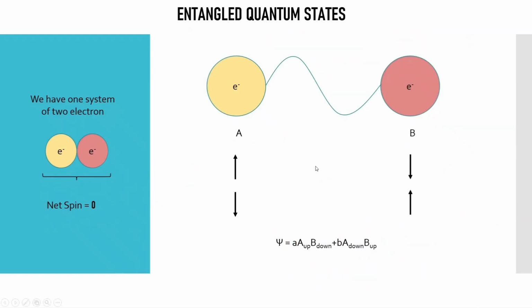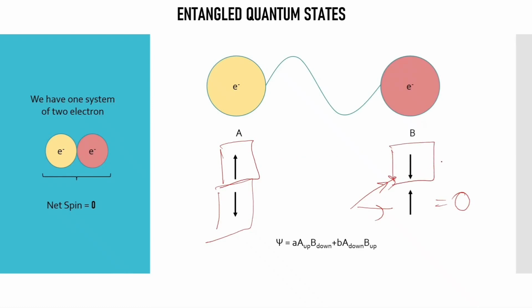Now let's say I measure it. I don't know exactly right now what state A is in, but upon measuring I find that A is in a down state. What can you tell about the state of B? Is it up or is it down? It has to be up, right? There's no other way, because the net spin has to be 0. Similarly, if we measure A and it's in up spin, B has to be in down spin, because the net spin has to be 0.